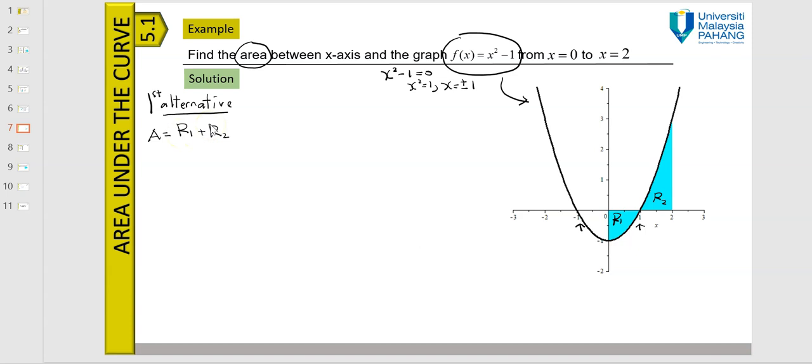So the first alternative: R1 is the area below the x-axis. Remember, we must have the absolute sign. So we will find the integration together with the absolute sign here. You will integrate from 0 to 1 of this function, x squared minus 1, with respect to x. Okay, don't forget the absolute sign. And then plus, the second region here is the area above the x-axis, so we don't need the absolute sign. We evaluate the integral from 1 to 2 of your function f(x), which is x squared minus 1, with respect to x.